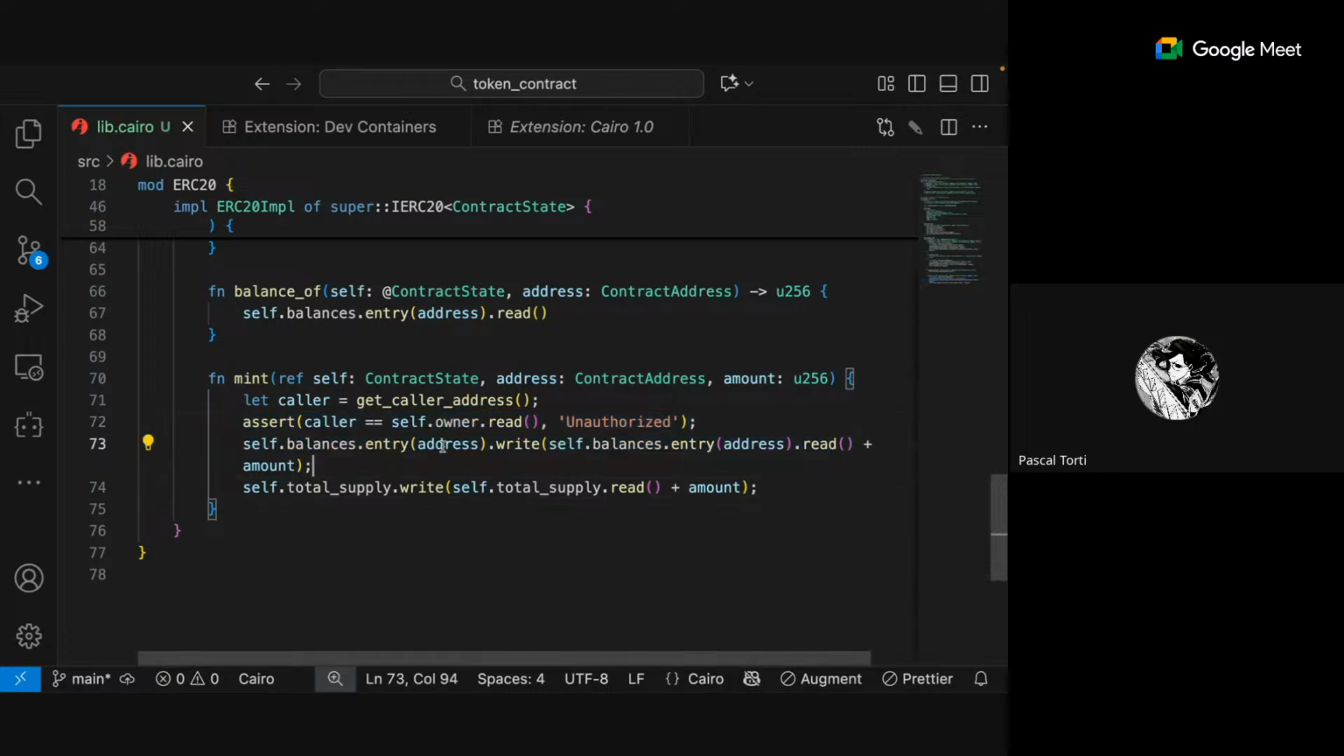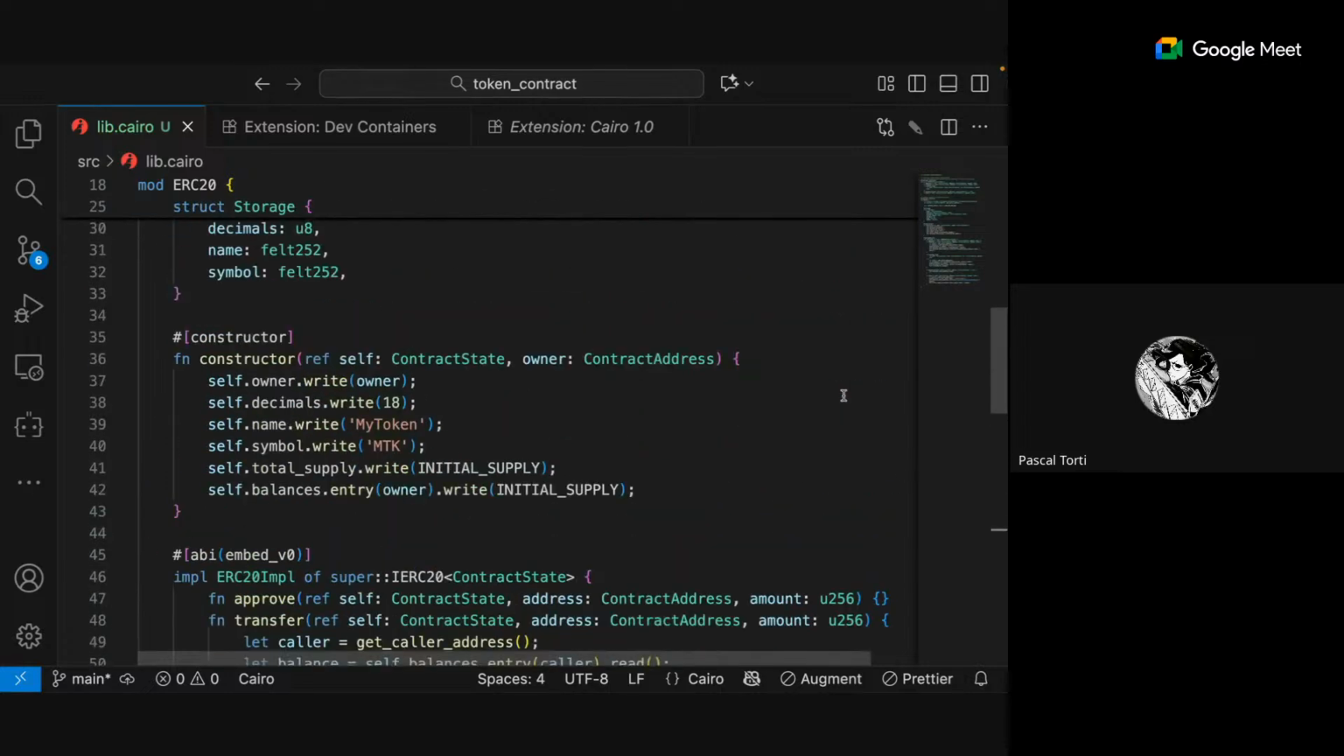So we put the address now, we increment it by the amount. So this is us writing to the address. But to get the former balance, which you want to increment, you read from that address, from that balance. Then you add the amount. Then of course the total supply.